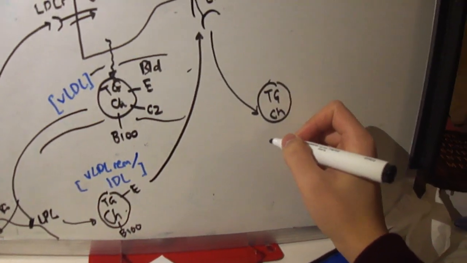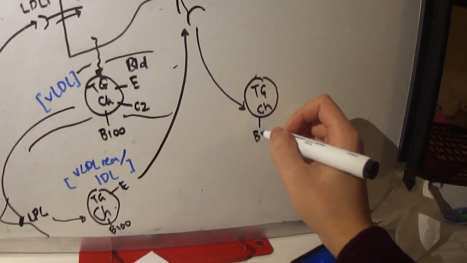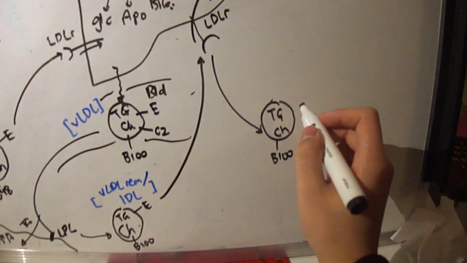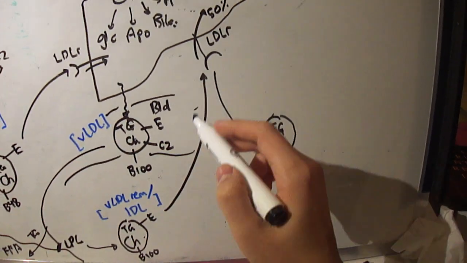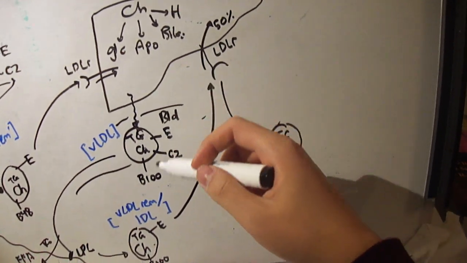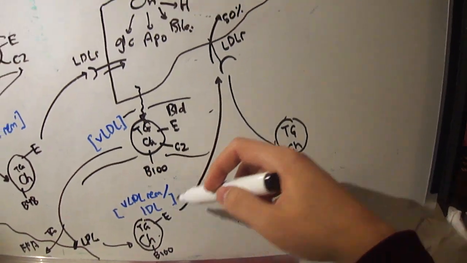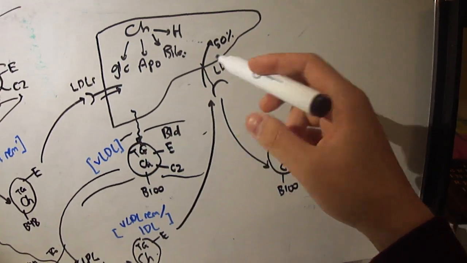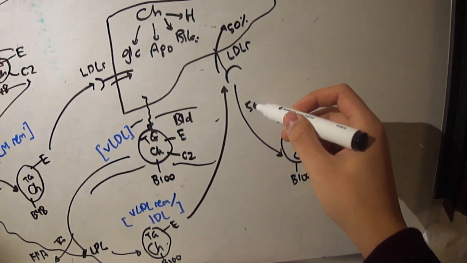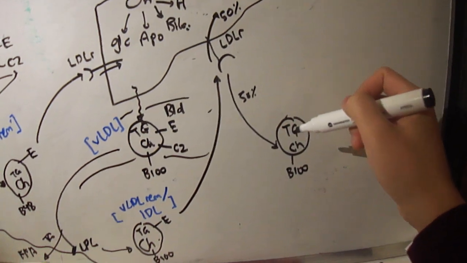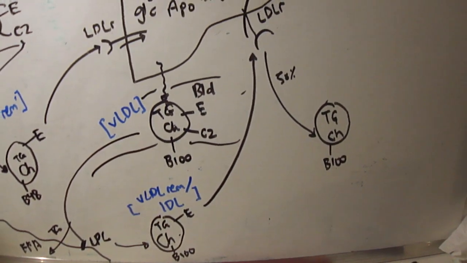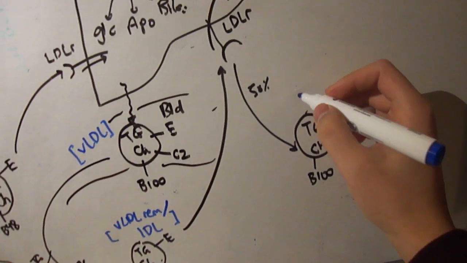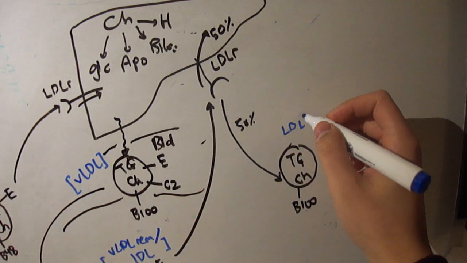It still has that B100, but now it doesn't have that E. It doesn't have the E because the E got taken up in the recognition system by the liver, because the E was what tracked the IDL to the liver. So the IDL, half of it was absorbed by the liver, and half of it became a new particle. This new particle is called the LDL.